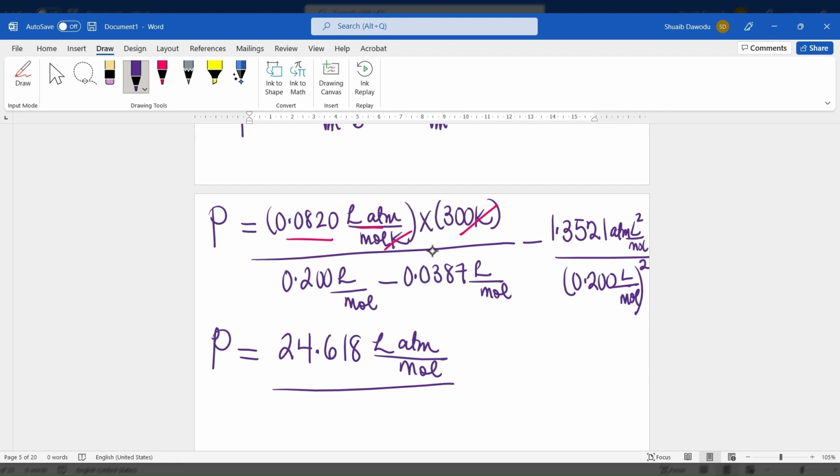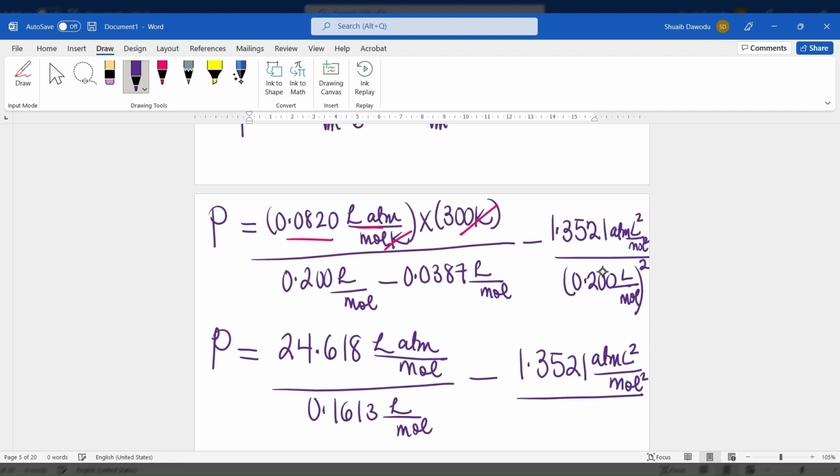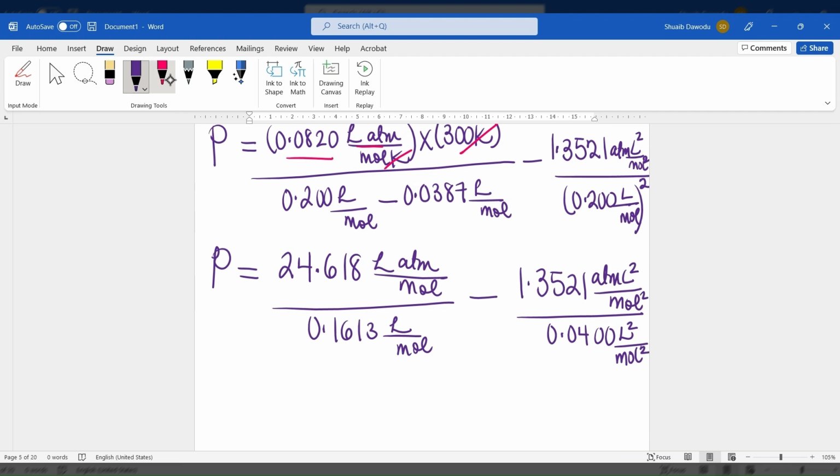0.200 minus 0.0387 liter per mole will just simply give you 0.1613 liter per mole, minus 1.3521 atmosphere liter squared per mole squared divided by 0.200 liter per mole squared. That's just simply 0.0400 liter squared per mole squared. Yeah, that's it. So yeah, now we can successfully cancel stuff out.